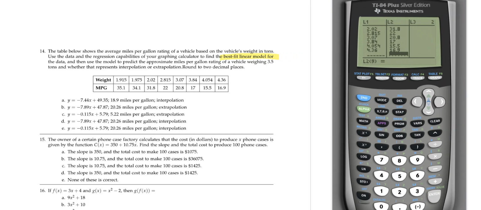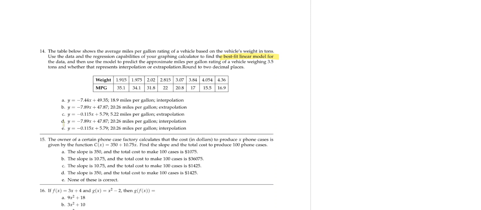Okay, so once you have the values in, you have to go to Stat, Calc, and you're going to do linear regression. I have my x in list 1, y in list 2, and I'm just going to click Calculate. So this is going to give me that the slope is negative 7.89 and that the y-intercept is 47.87. So it's going to be between D and B.